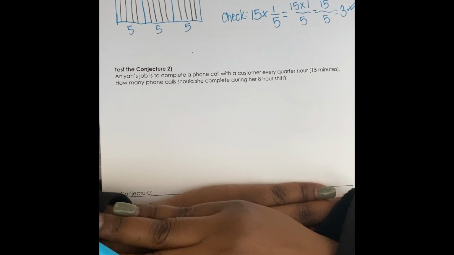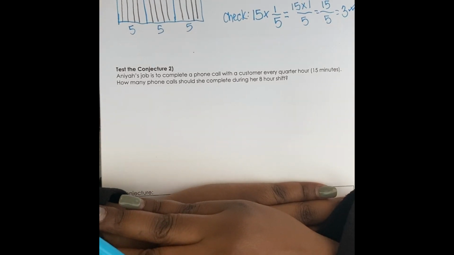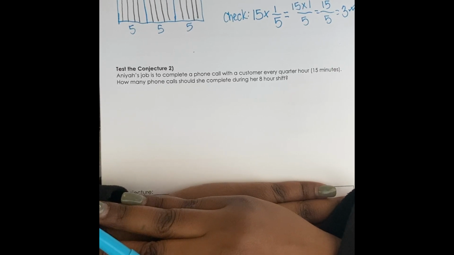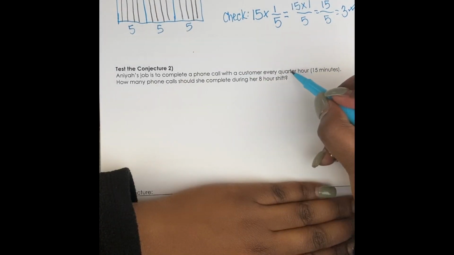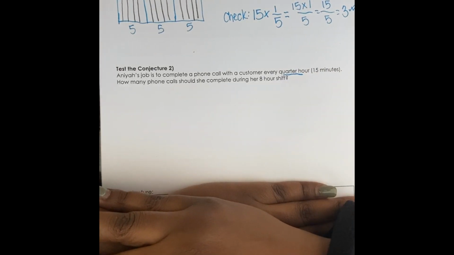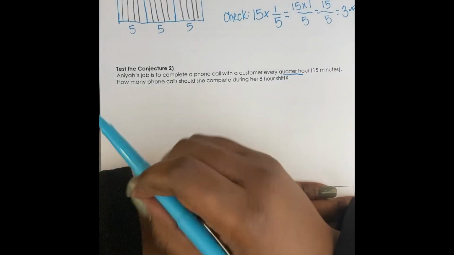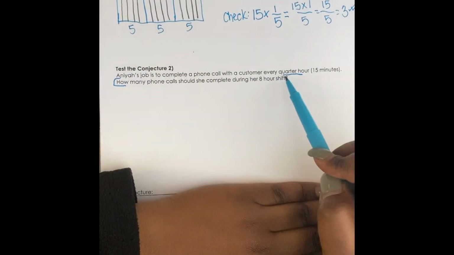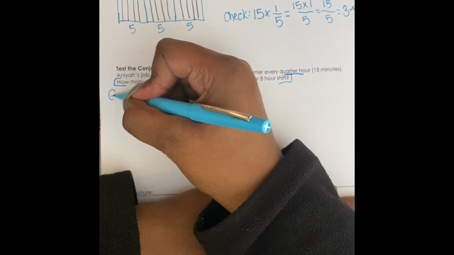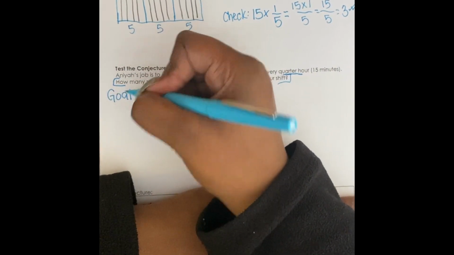Let's take a look at test conjecture number 2. It says Anaya's job is to complete a phone call with a customer every quarter hour. So it did mention to you every quarter hour, which is every 15 minutes. How many phone calls should she complete during her 8-hour shift? So first things first, we always know that we need a goal. What is this problem asking us to do?